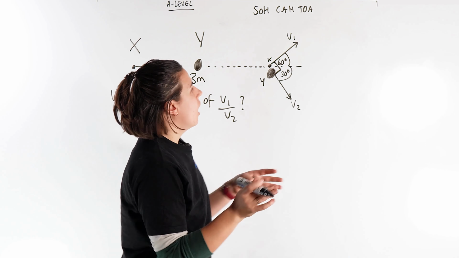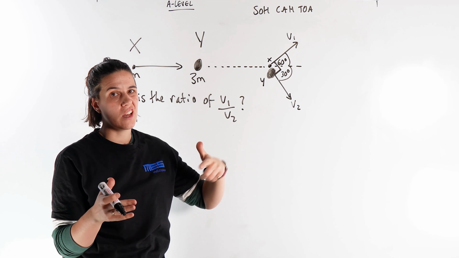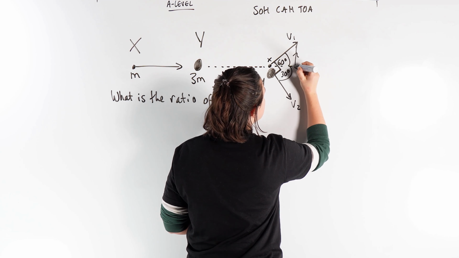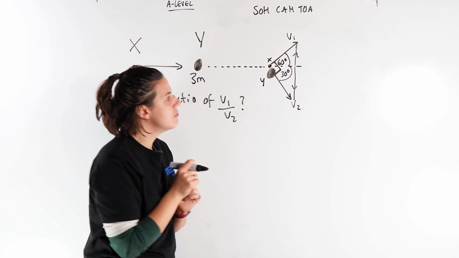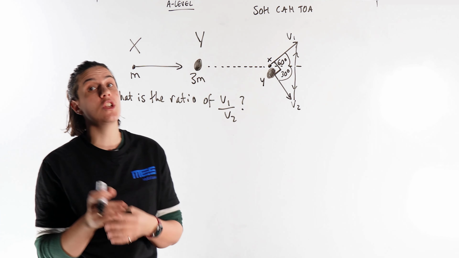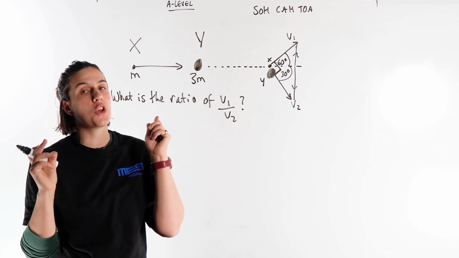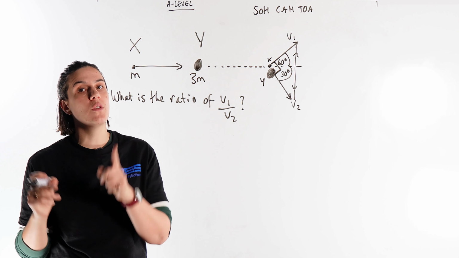Now, I could do momentum in the horizontal plane, but actually, why would I bother? Because I know that the upward momentum here is going to have to equal the downward momentum there. So actually, I'm just going to do momentum in the vertical plane. First thing I need to do is work out the components of the velocity. So this is the opposite, so this is going to be V1 sine of 60. This one is going to be the opposite as well, so that's going to be V2 sine of 30.